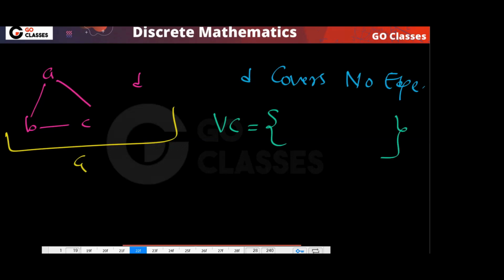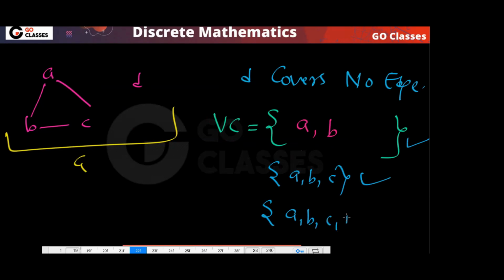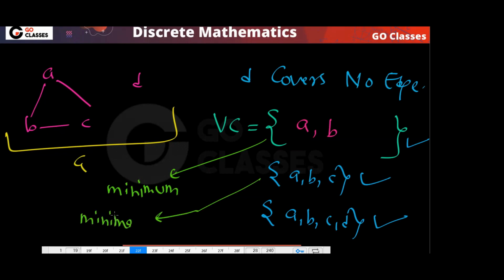Vertex cover means vertices which will cover all the edges in this graph. So you can notice this will be your minimum vertex cover. A, B, C will be your vertex cover, and A, B, C, D also will be your vertex cover. Which is minimum? You can notice this is minimum. Is this minimal? This is not minimal because you can remove something. And this is also not minimal. So this is the minimum vertex cover. Yes or no? And D does not cover any edges.